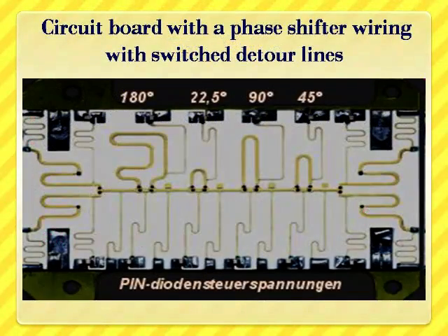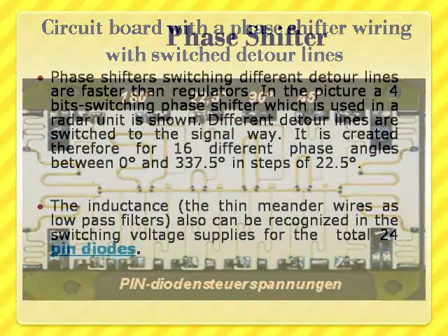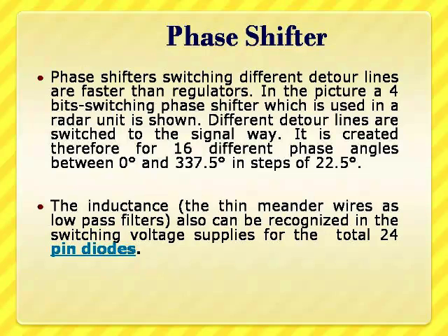In this figure, you are seeing a phase shifter which can provide 45 degrees or 90 degrees or 180 degrees phase shift as you desire by combining the detour lines. So the detour lines are faster along with this compared to regulators. So a 4-bit switching phase shifter is shown in this, which is used in most of the radar systems. Different detour lines are switched to the signal way.